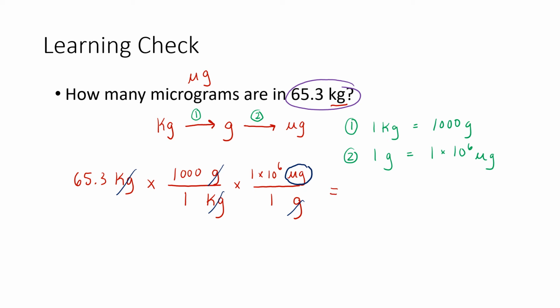So if we multiply 65.3 times 1,000 times 1,000,000, we'll get our final answer, which is 6.53 times 10 to the positive 10th micrograms. Making sure to include our numerical answer as well as the units.